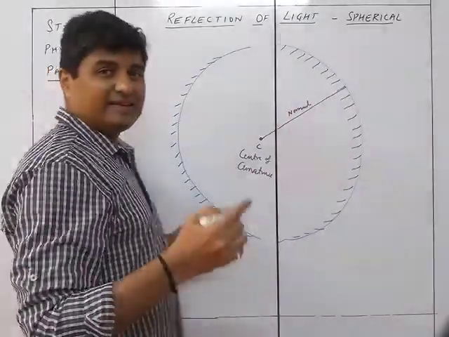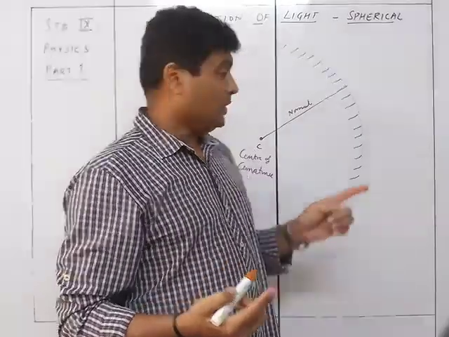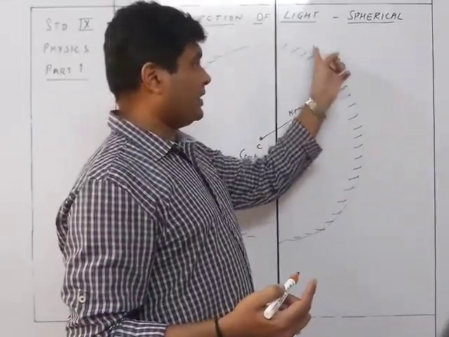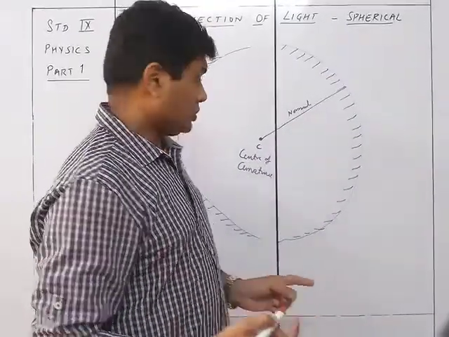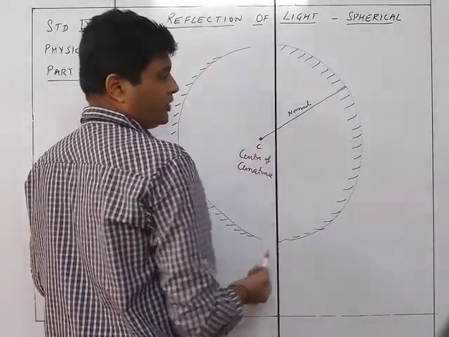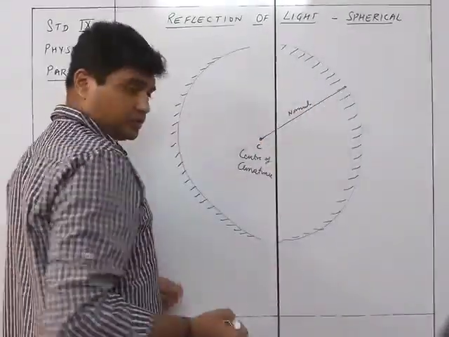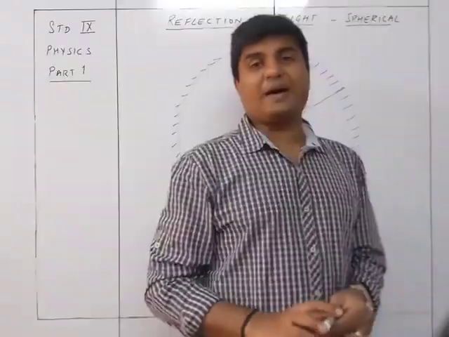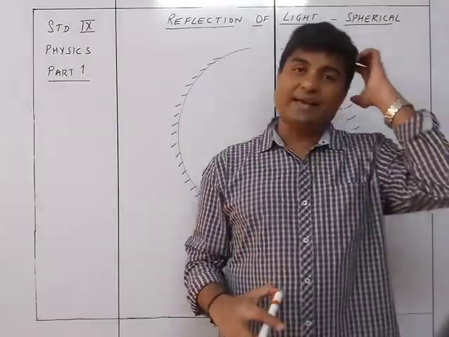Normal means the line where the incident angle and the reflected angle are the same, perpendicular to this point. So this is a normal. This here could be normal. So these are just normals. Any line which is passing through C will be acting as a normal.